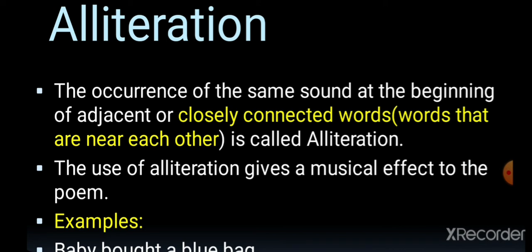So students, tongue twisters are also, we can say, examples of alliteration. You can hear the B sound, students, B sound is there. So it has been repeated in the same line, and this B sound repetition we can say is called alliteration. Okay students. Now students, the occurrence of the same sound at the beginning of adjacent or closely connected words, closely connected words meaning words that are near each other, is called alliteration. And the use of alliteration gives a musical effect to the poem students.